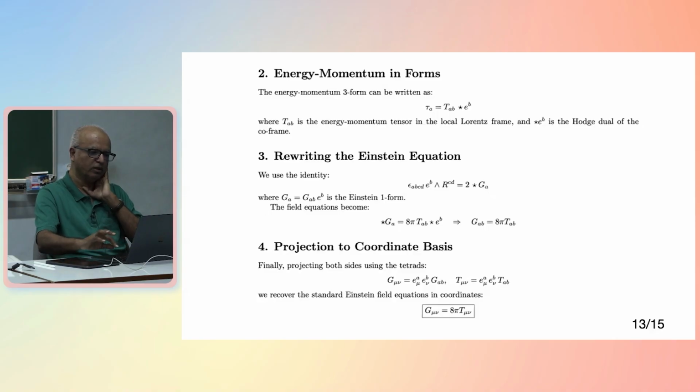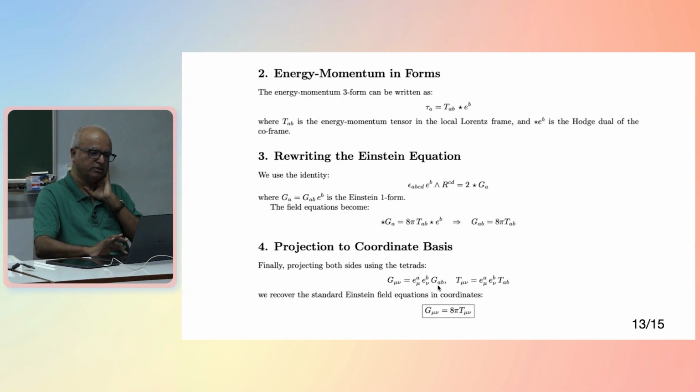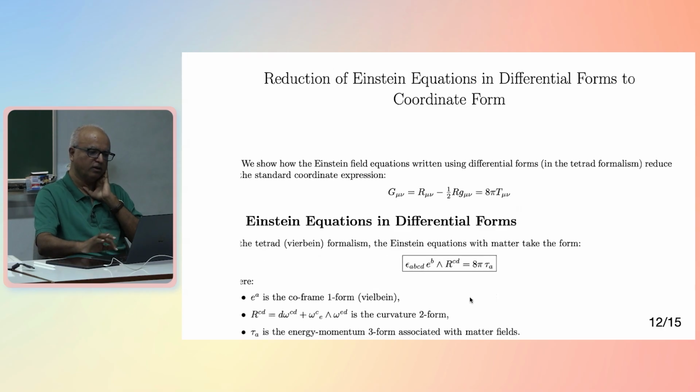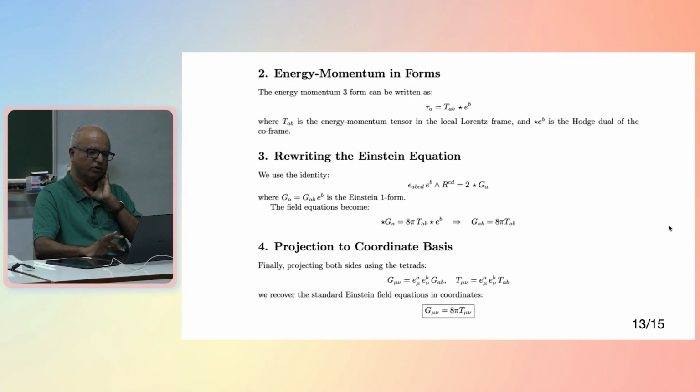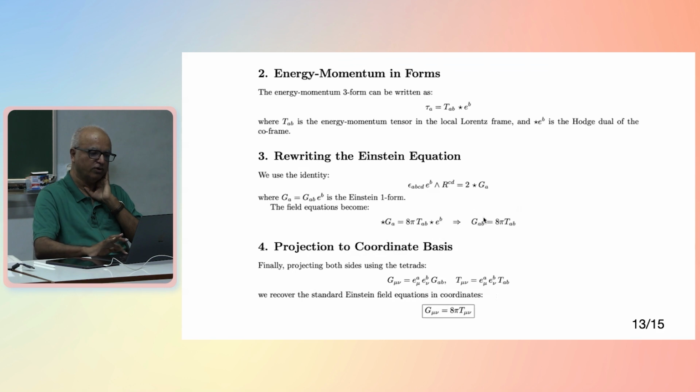what was on the right hand side? The right hand side is 8 pi tau A. I substitute for tau A, this is where we are, no? Right, I substitute for tau A on the right hand side. That was done here. Write tau A in terms of T_AB.